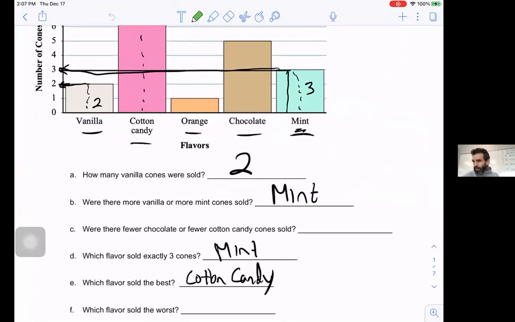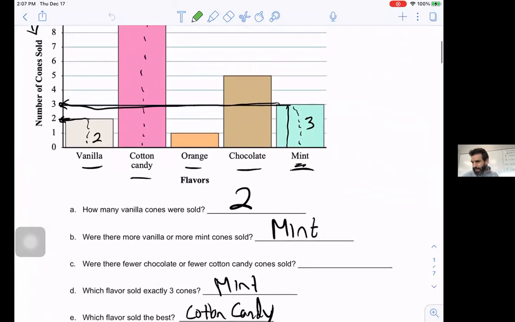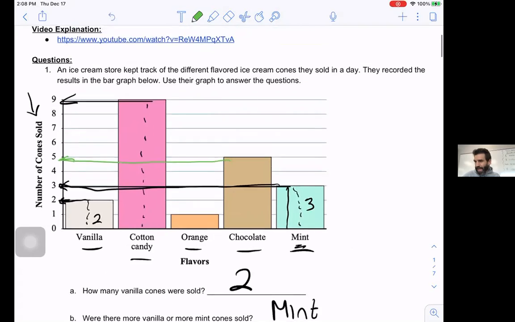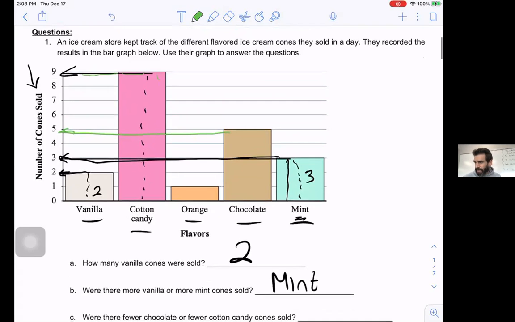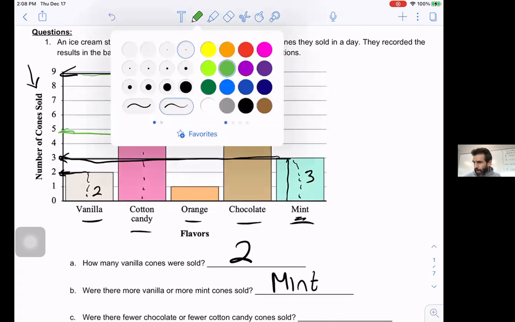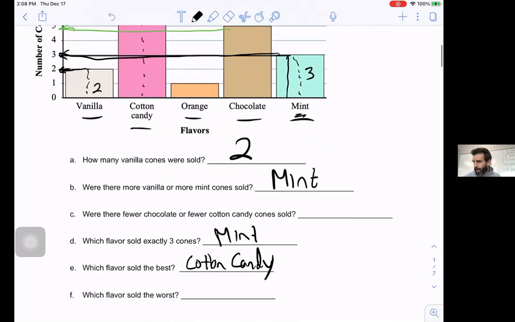I'll just fill in, were there fewer chocolate or fewer? So it's asking for which was less, cotton candy or chocolate. Well, I can see that chocolate, it's not really a straight line, gets me to 5, and that the height of the graph for cotton candy is taller. 9 cones were sold. So there were fewer chocolate.